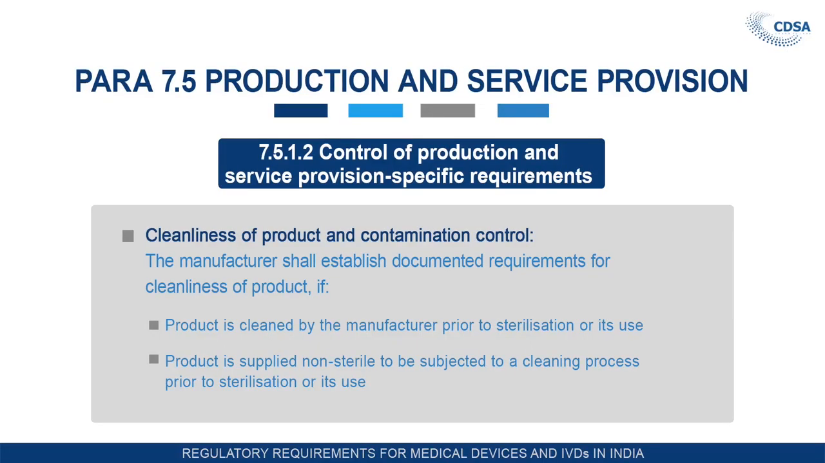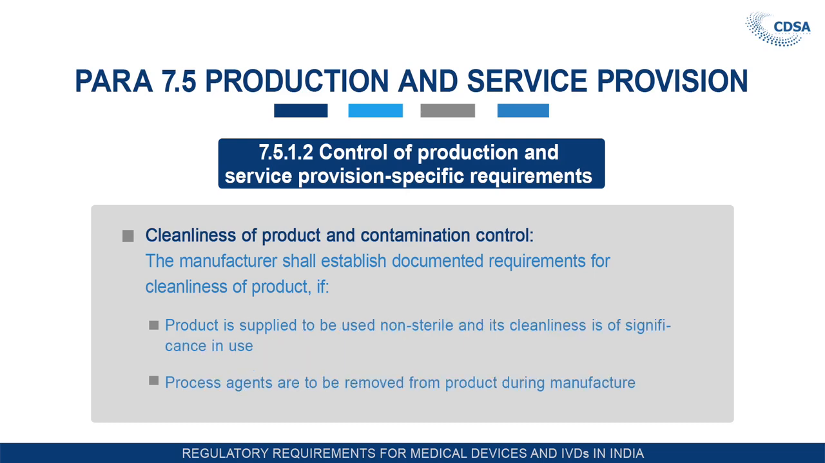7.5.1.2, control of production and service provisions, specific requirements. Point one of that is cleanliness of product and contamination control. The manufacturer shall establish documented requirements for cleanliness of the product, if product is cleaned by the manufacturer prior to sterilization or its use, or product is supplied non-sterile to be subjected to a cleaning process prior to sterilization or its use, or product is supplied to be used non-sterile and its cleanliness is of significance in use, or process agents are to be removed from the product during manufacture.